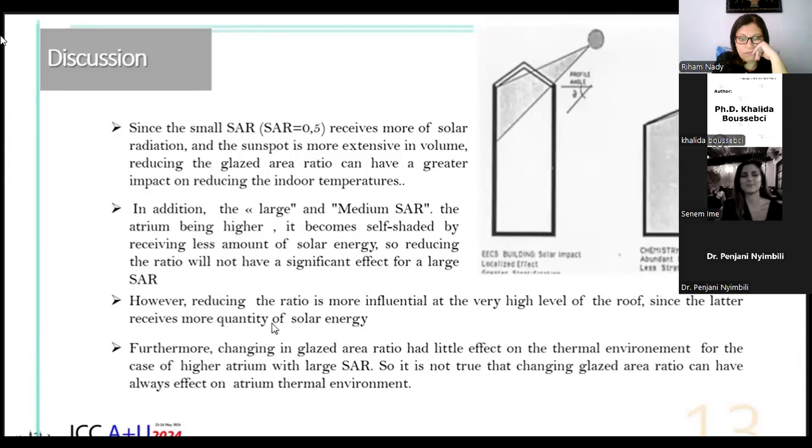However, reducing the ratio is more influential at the very high level of the roof, since the latter receives more solar energy. Furthermore, changing the glassed area ratio had little effect on the thermal environments for the case of the higher atrium with large SAR. So it's not true that changing the glassed area ratio can always have an effect on atrium thermal environments.